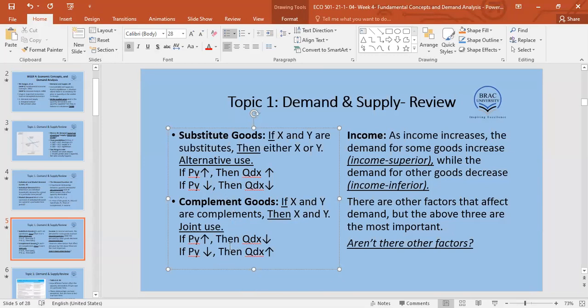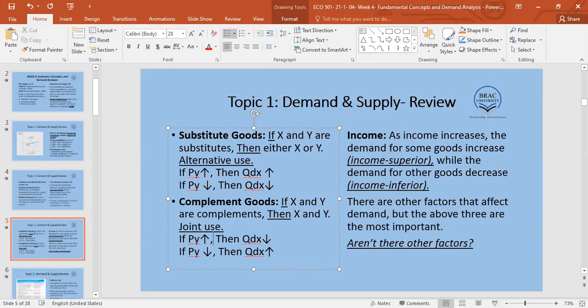Complements are also related goods, but they are goods that are consumed together. So if substitutes were X or Y, complements will be X and Y. Now the problem with this analysis is our income is fixed. So if the price of, say, Y increases, our demand for X will definitely fall. Does that make sense?